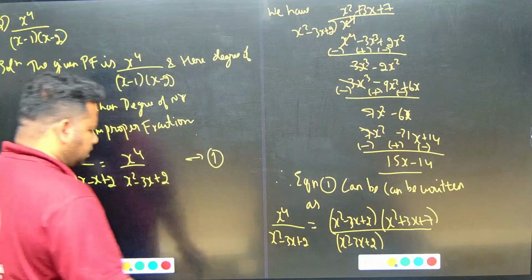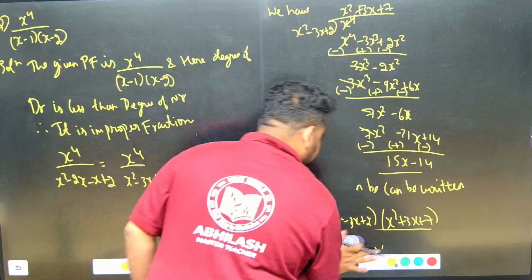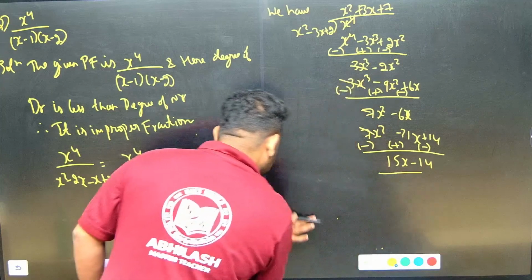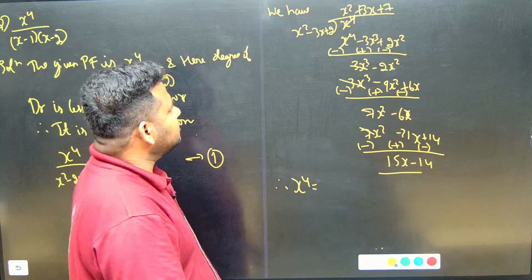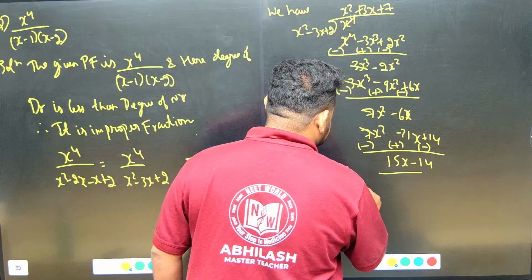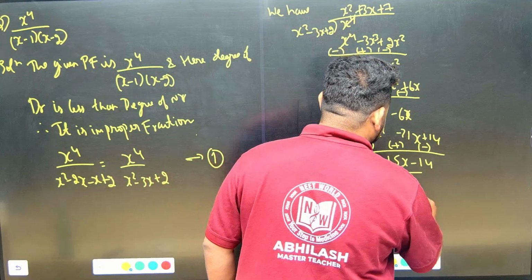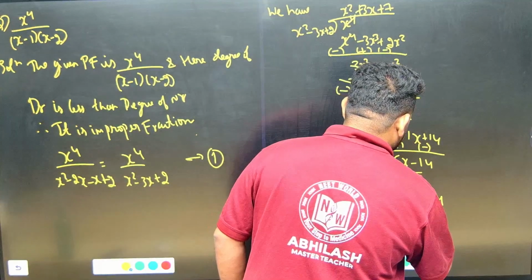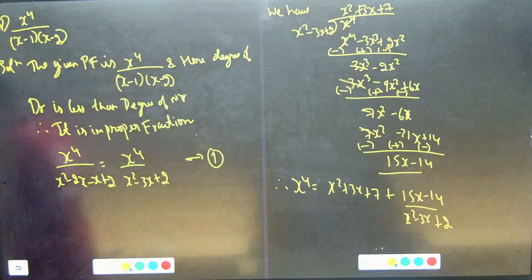Correct? Or I think we should write it in a better way, not this one. First let us write the numerator, then there will be no confusion. Therefore x power 4 can be written as quotient plus remainder by divisor. That is, quotient is x square plus 3x plus 7 plus remainder 15x minus 14 by x square minus 3x plus 2. This is what I am having.